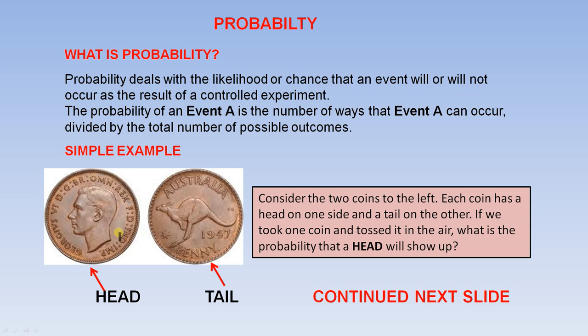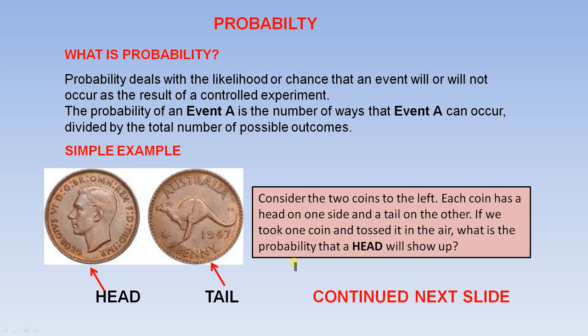I've used a coin to illustrate. If we have a simple coin, one side is a head and the other side is a tail. This is an Australian penny. It's quite rare, we don't use them anymore, but we can use this coin to illustrate.